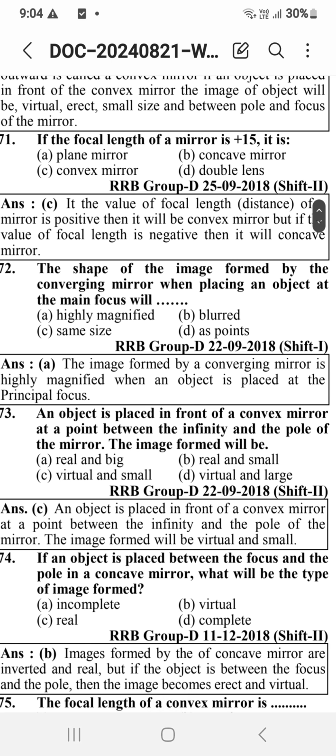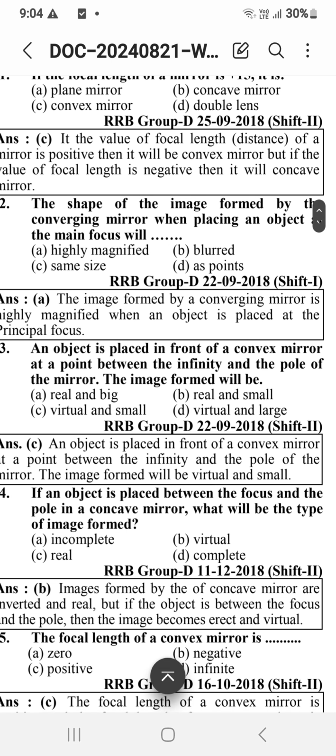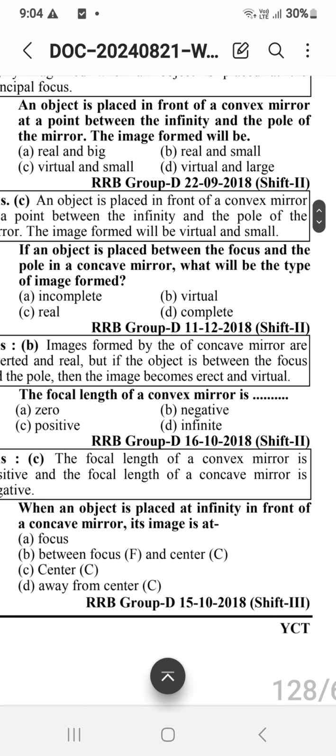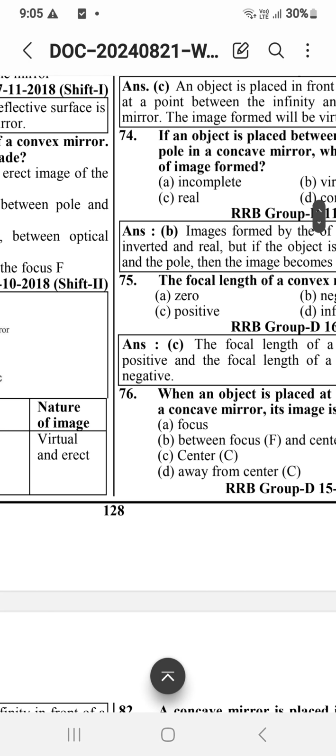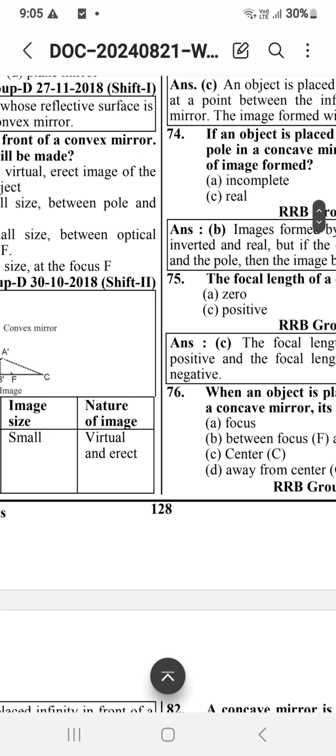If an object is placed between the focus and the pole in a concave mirror, what will be the type of image formed? Virtual. The focal length of a convex mirror is positive. When an object is placed at infinity in front of a concave mirror, its image is at the focus.